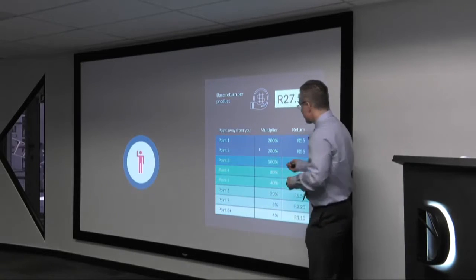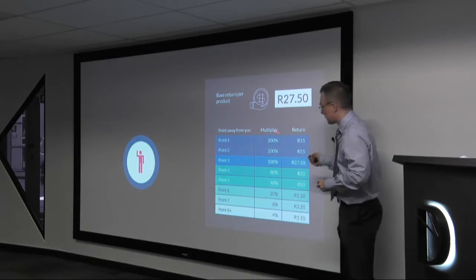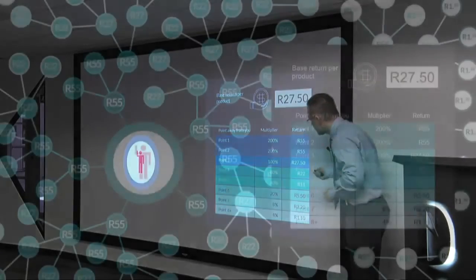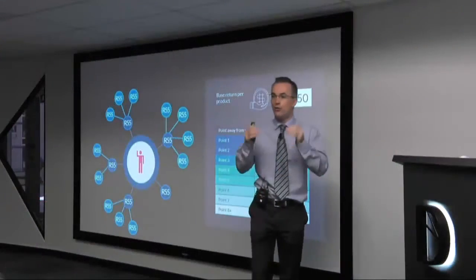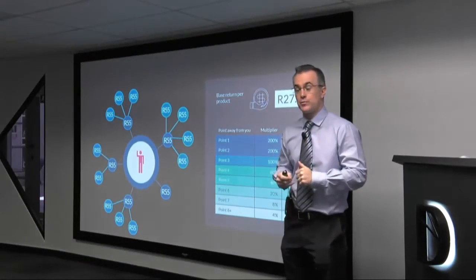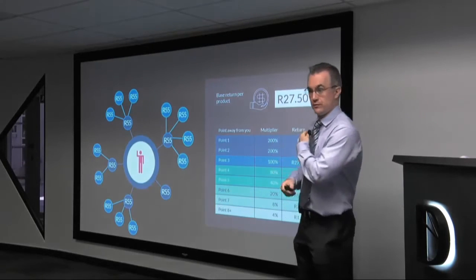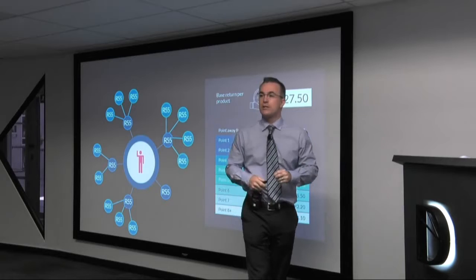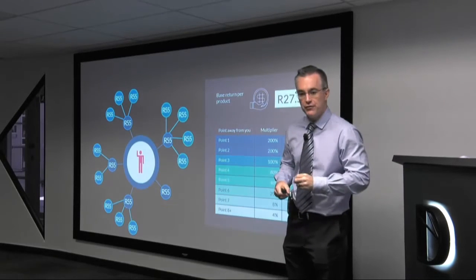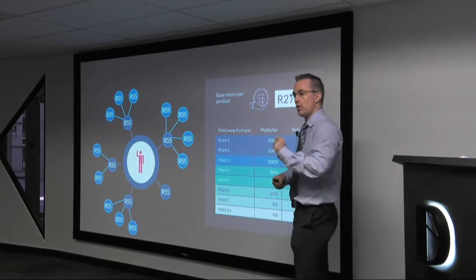So, in order to encourage you to do that, look what we do. 27.50 Rand times 200%. That's what we pay every time someone in your first or second point pays, okay? It means you get 55 Rand for each payment. Now that's marvelous, but you want to know what's even more marvelous? You don't get 55 per person. You get 55 Rand per product per person.